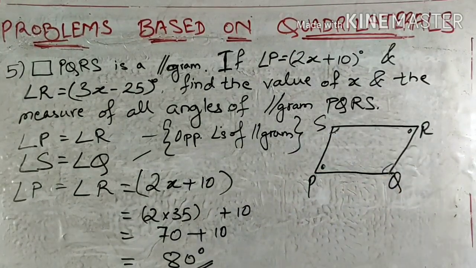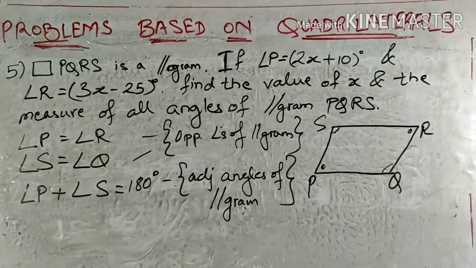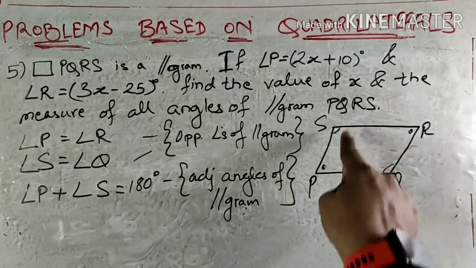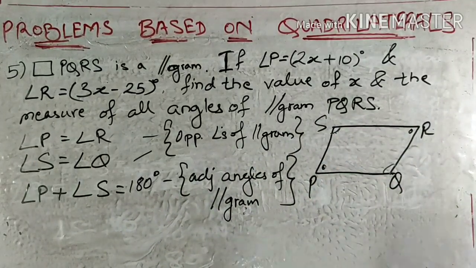So let's see how to note it down. So we can write this. Angle P plus angle S is equal to 180 degrees. So what will be angle S?